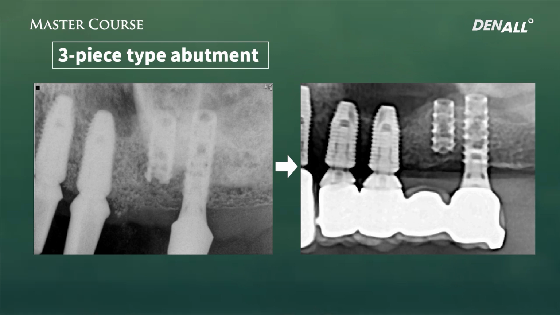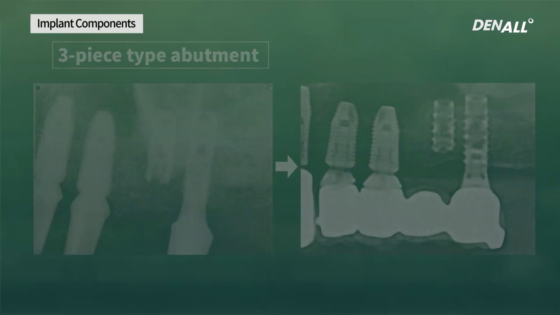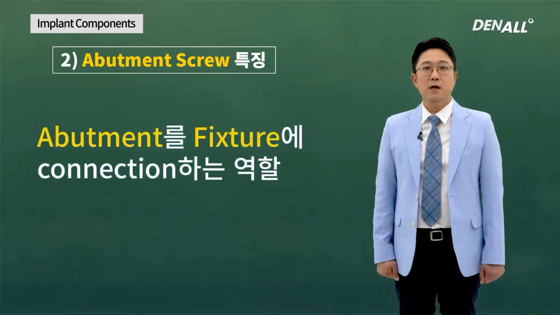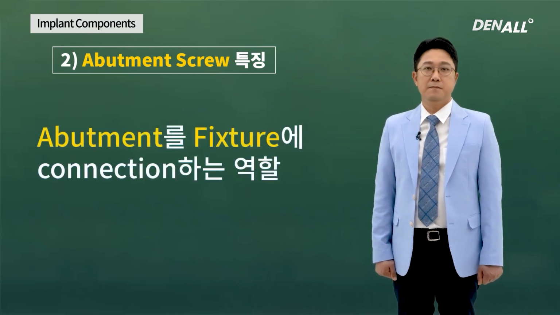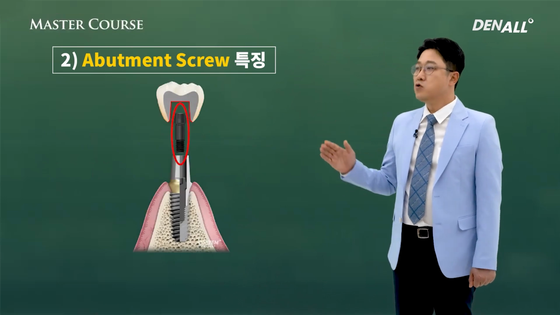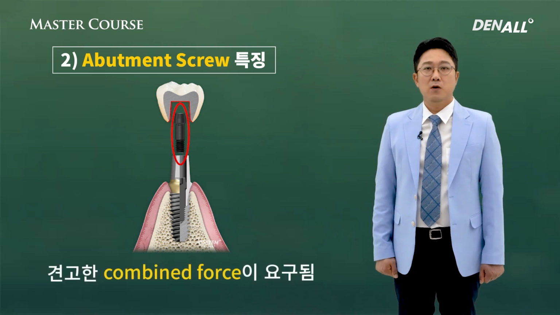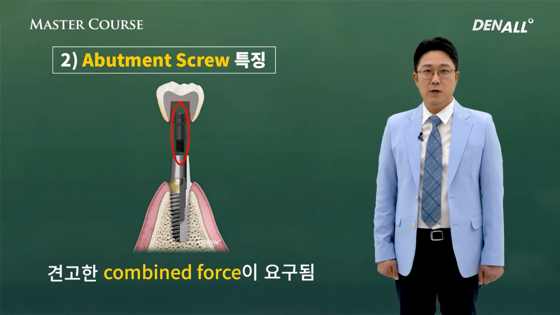Three-piece abutment, you can change the connecting structure of implant and create prosthesis. Abutment screw connects abutment and fixture. As shown on the image, two components are connected. Because of this, it requires a very intricate combined force that can resist fracture and loosening.